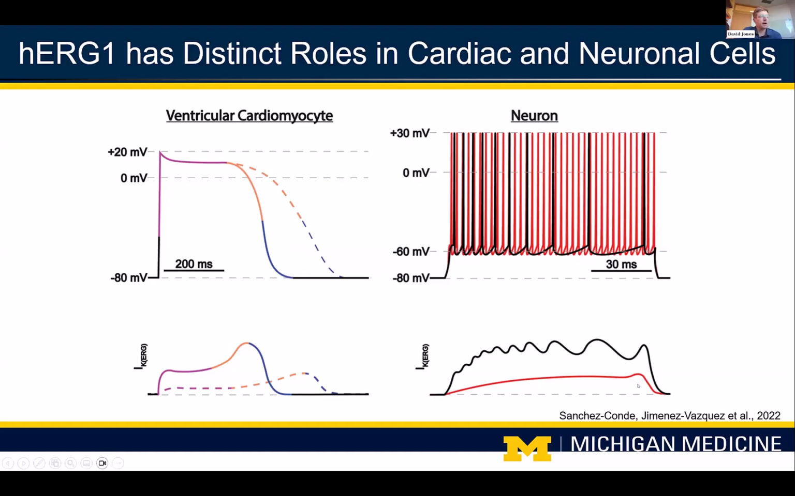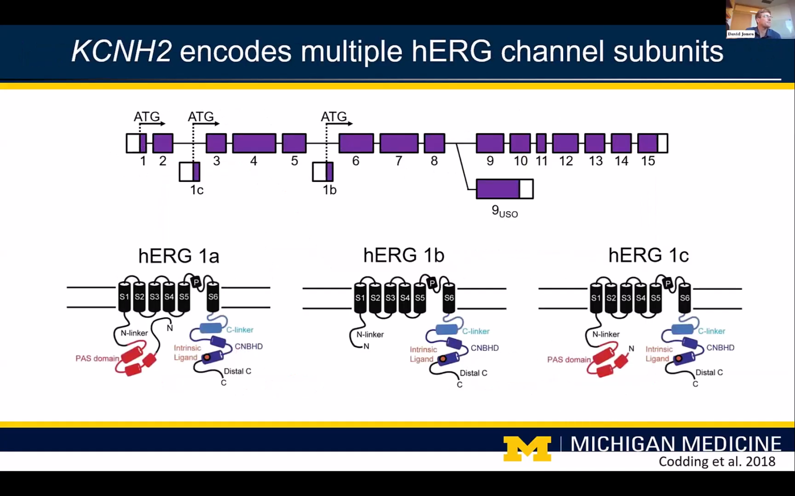So if you block HERG in a neuron, you will have a reduction in the HERG current, and you lose spike frequency adaptation. So you'll have an increase in excitability, but you won't really see any change in the duration of the individual action potential. That highlights the big, broad-stroke differences between cardiac and neuronal electrophysiology regulated by HERG.